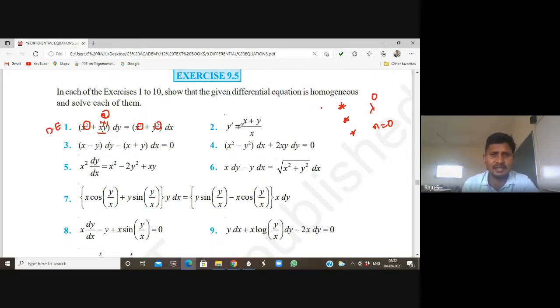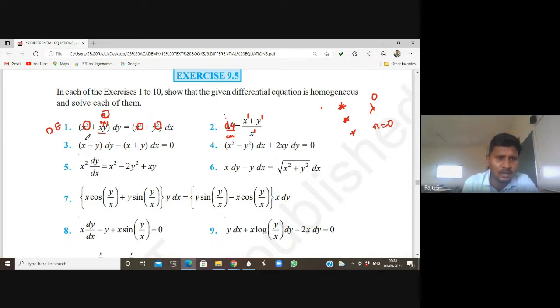We can say directly here, this is y dash, nothing but dy by dx. What is the degree here? 1. What is the degree here? Yes, 1. All degrees are same. It may be in the numerator, it may be in the denominator, or any other place. So all degrees are same, then only we can say that it is a homogeneous differential equation.